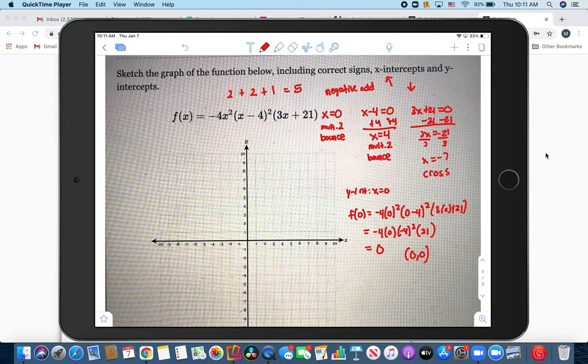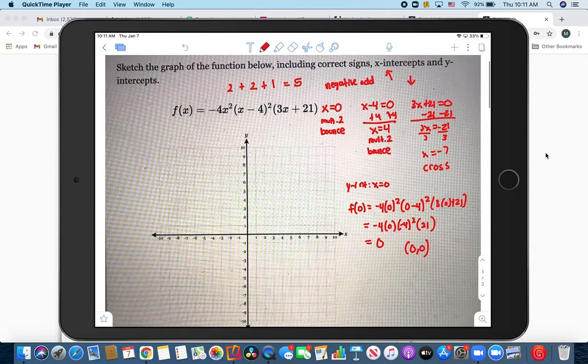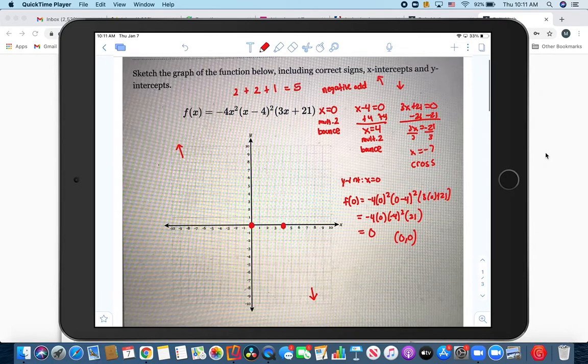Now we have all that we need, so it's time to sketch. It's always suggested you guys draw this out first before you actually approach it. So our end behavior is up, and then it's down, right? We have zeros at 0, 0, at 4, and at -7. So when we come to this -7, it's going to cross there, right? So we're just going to cross. Doesn't matter how high or how low we're going to go.